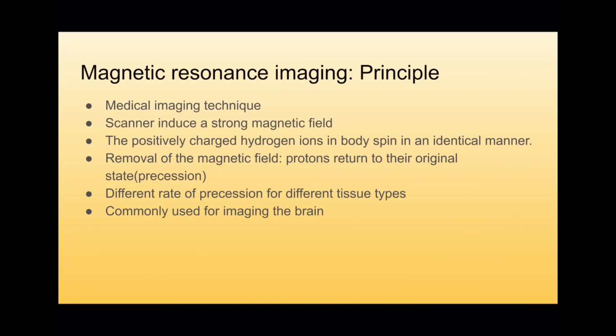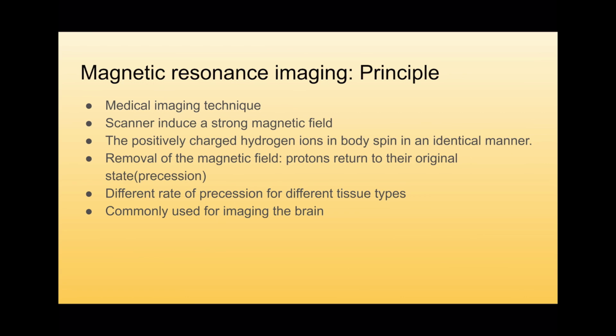First, let's talk about the background information. Magnetic resonance imaging is a medical imaging technique which utilizes the fact that human bodies are composed of cells containing hydrogen ions. The strong magnetic field induced by the MRI scanner can cause the positively charged hydrogen ions to spin in an identical manner. The direction of the spin of the protons varies with the strength and direction of the magnetic field. The removal of the magnetic field lets the protons return to their original state by precession.